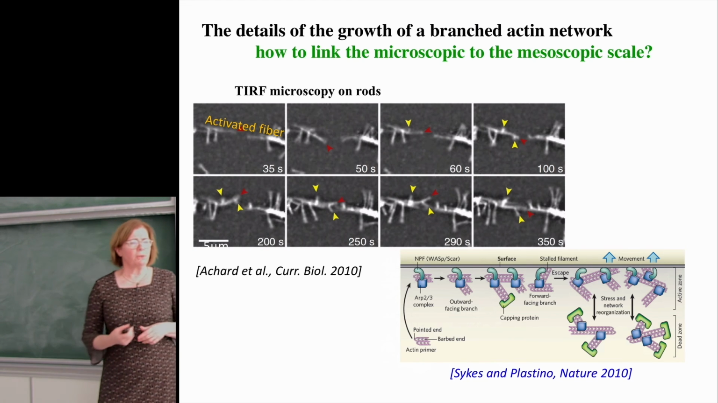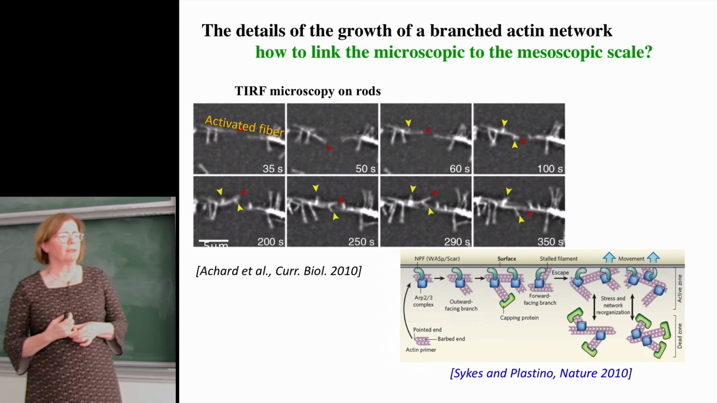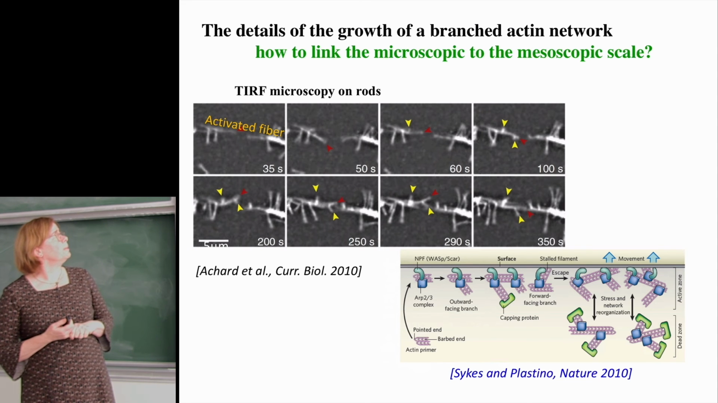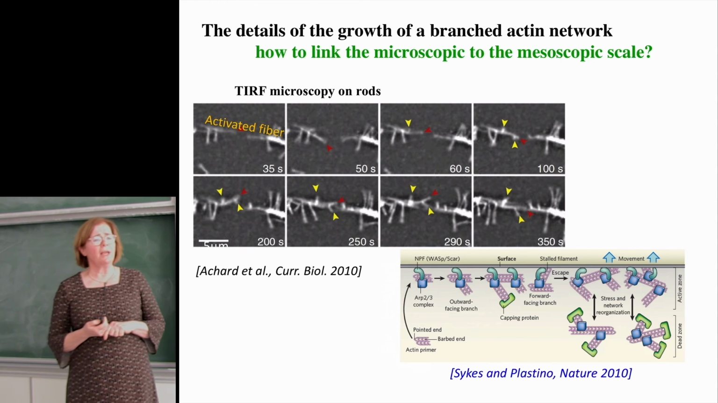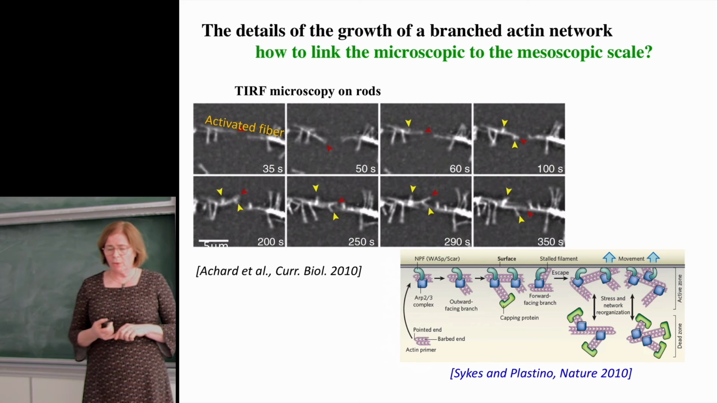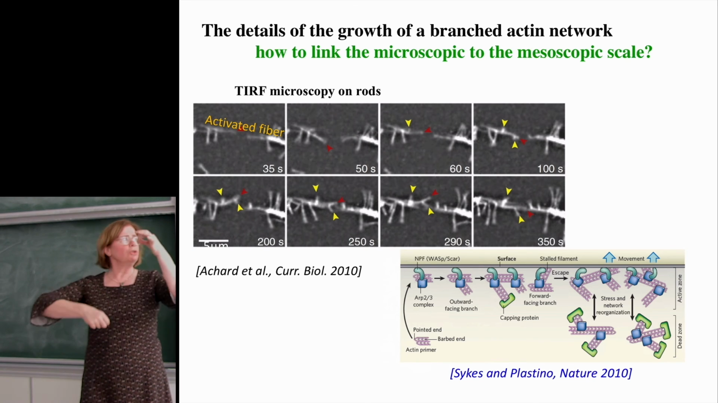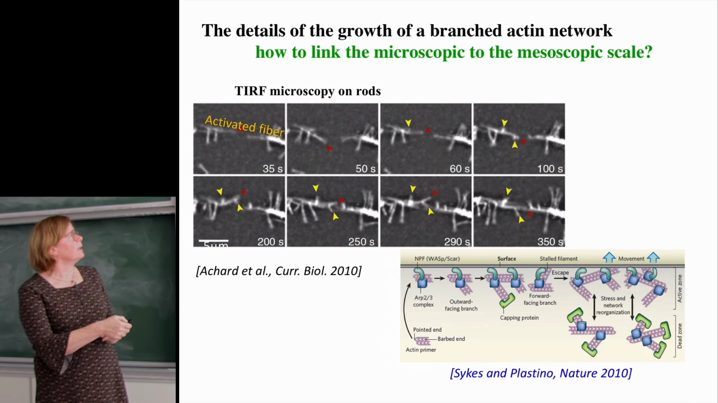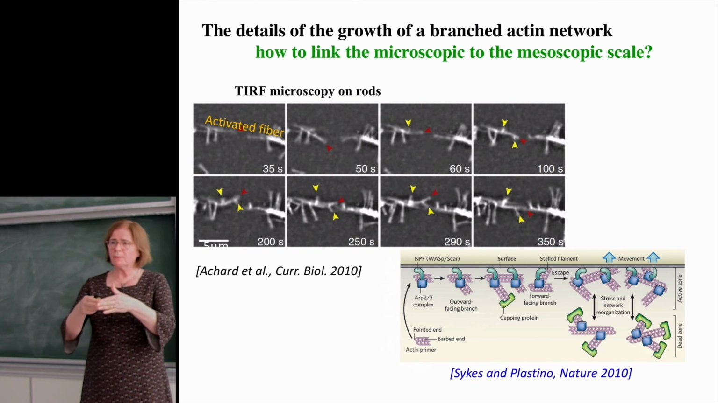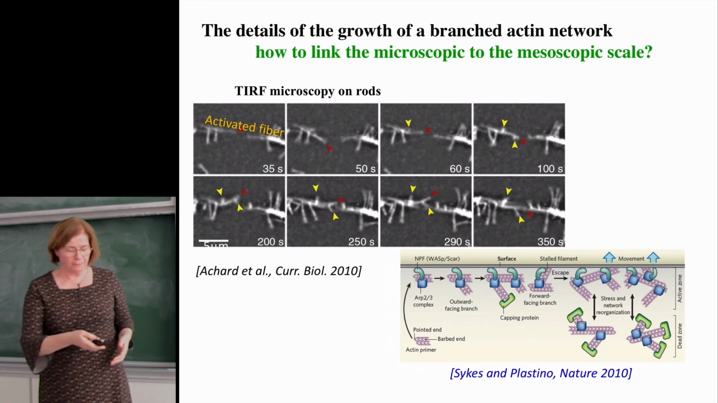Right, so the question that remains is how to link this microscopic mechanism to the mesoscopic scale. In particular, we know that the growth of this actin network can pull tubes, but in fact the way these conical shapes form is not clear.